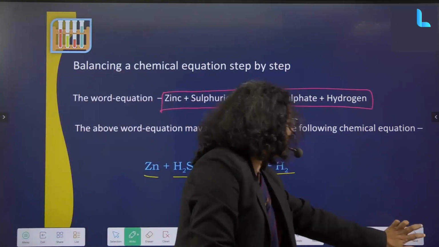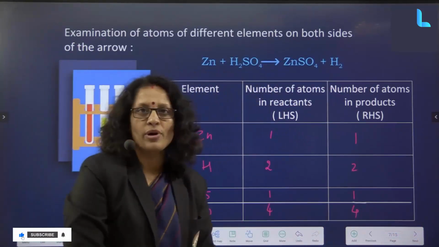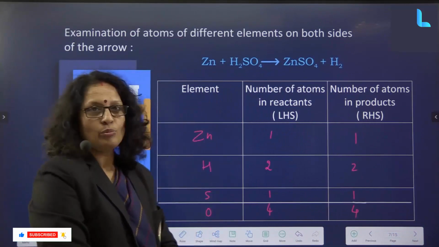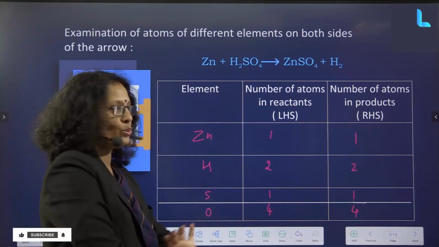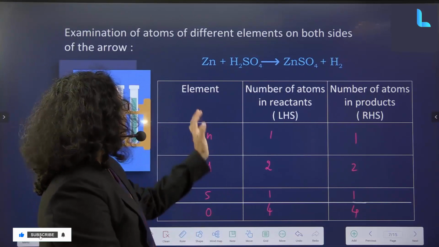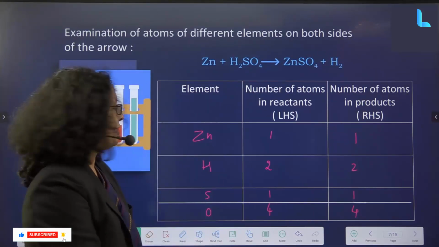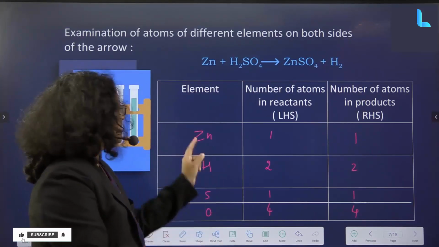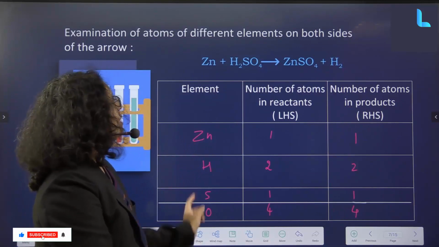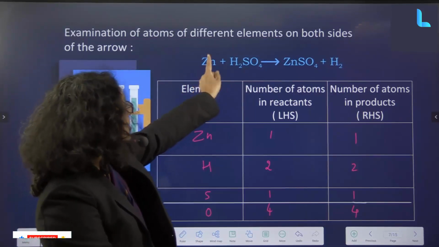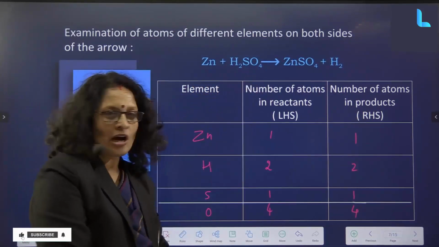Left hand side are called reactants, right hand side are called products. Now let us make a tabular form and write down first what the elements are on the reactant side as well as the product side. So there are 4 elements: zinc, hydrogen, sulfur and oxygen. You can see here zinc, hydrogen, sulfur and oxygen.